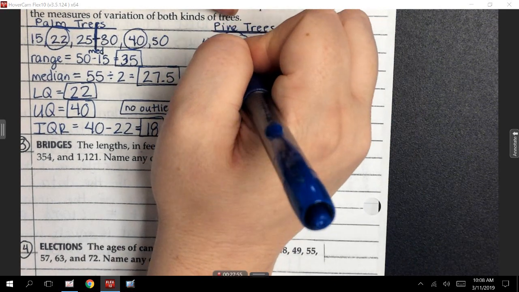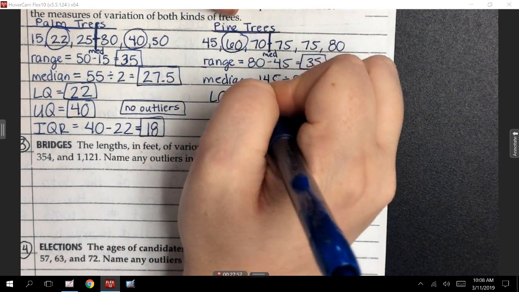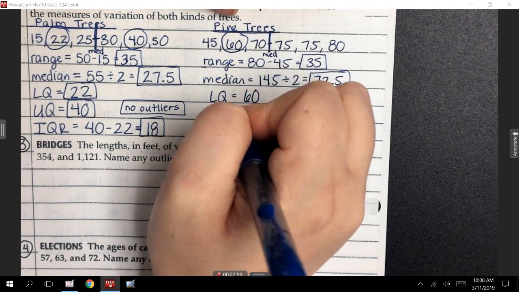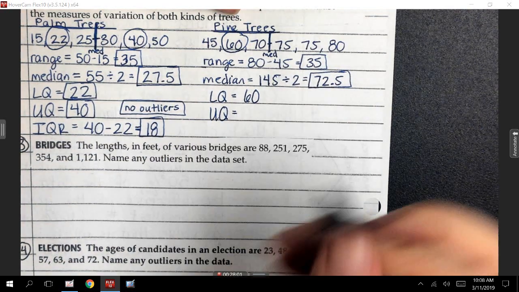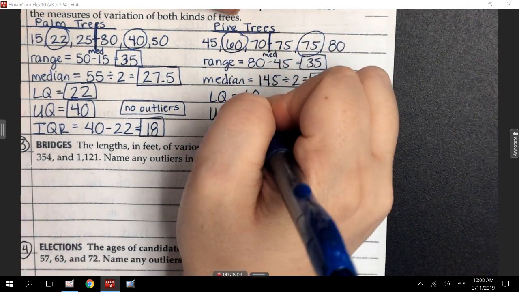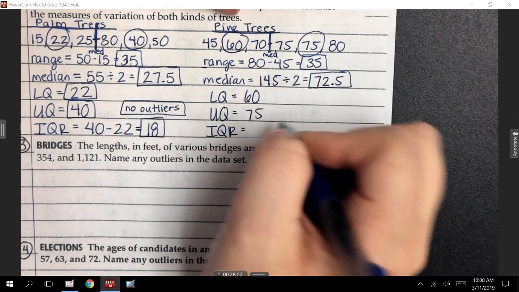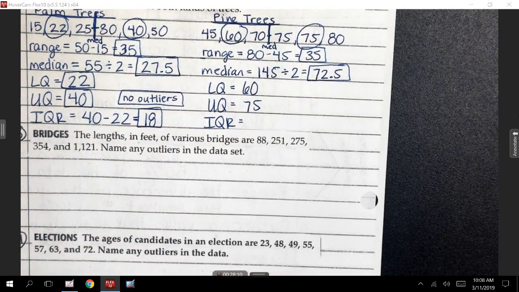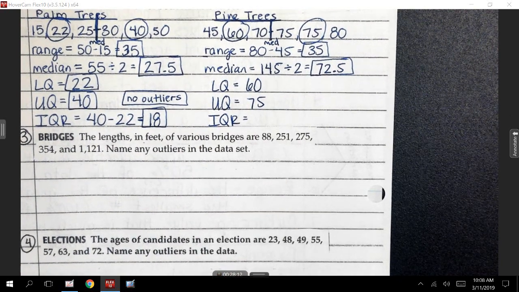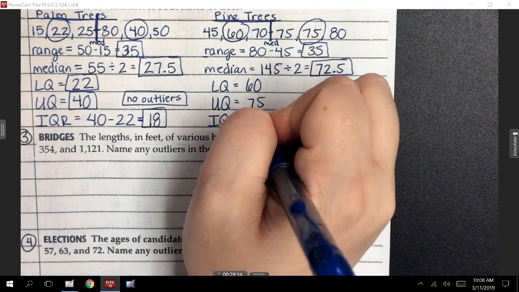$60, awesome. That's my LQ, 60. What about my UQ? My UQ, Brayden? 75. Camilla, my IQR. What am I doing to find that? Subtracting what 2 numbers?